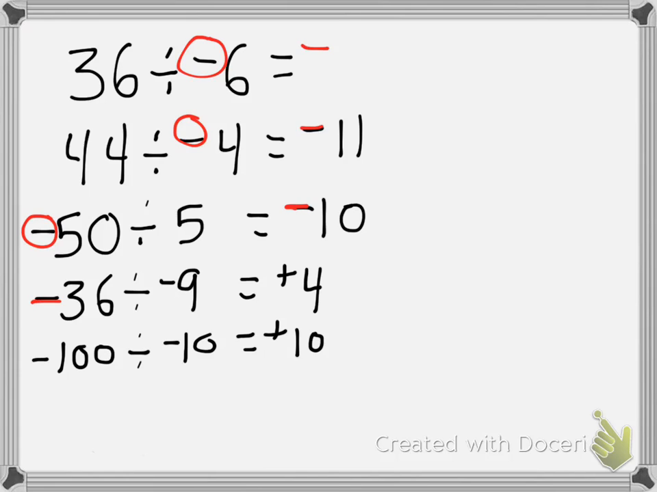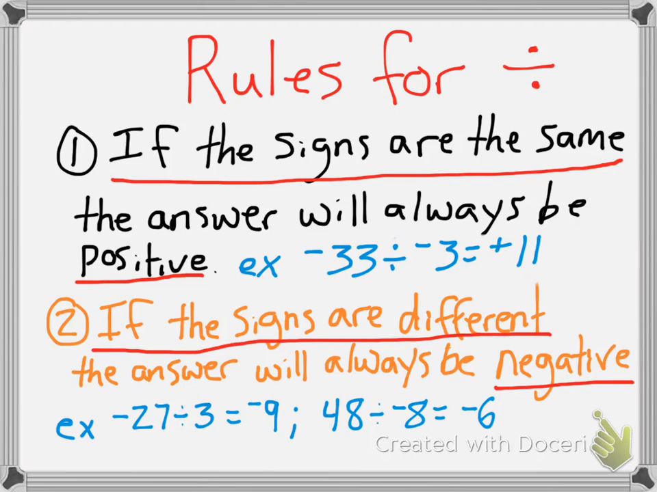-36 divided by -9, it's got 2 negatives. They both have the same sign, so my answer is going to be positive. Same thing with the last one, -100 divided by -10. They have the same sign, answer is going to be positive. Has the same exact rules as multiplication. One more time, if the signs are the same, the answer will always be positive. If the signs are different, the answer will always be negative.